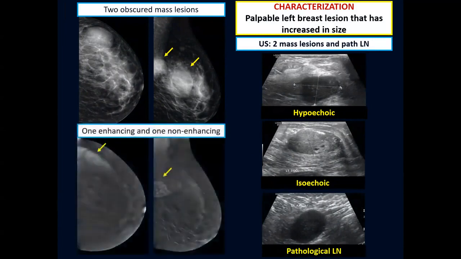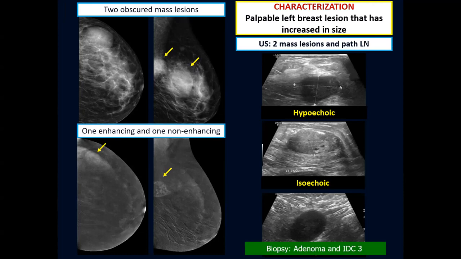This was the contrast mammogram, and one of these lesions showed contrast uptake, and the other one was non-enhancing. A biopsy was taken, and the non-enhancing lesion was a fibroadenoma, and the enhancing one was an invasive duct carcinoma.